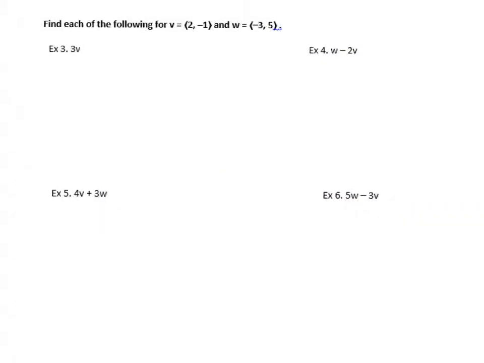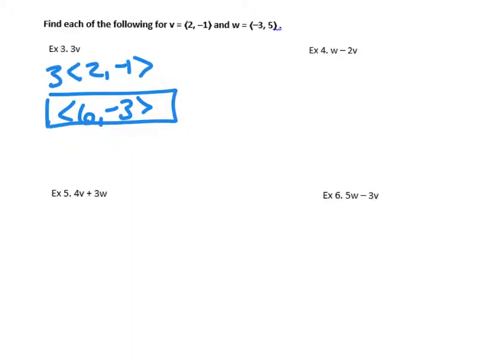Find each of the following for v equals 2, -1 and w equals -3, 5. If you remember in class, I drew pictures of two vectors, and I said what would happen if I made one twice the size or 3 times the size. I showed you graphically, now you're going to do it mathematically. And this should just be as simple as doing some math. So I'm doing 3 times the vector v. You get 6, -3. So that is my vector.